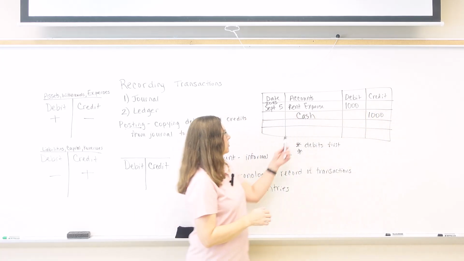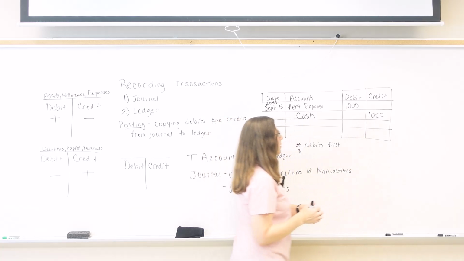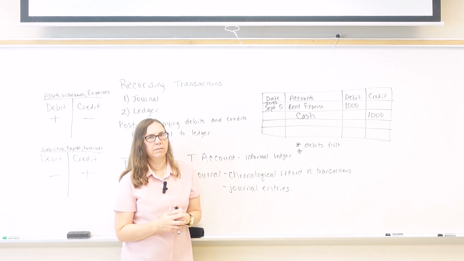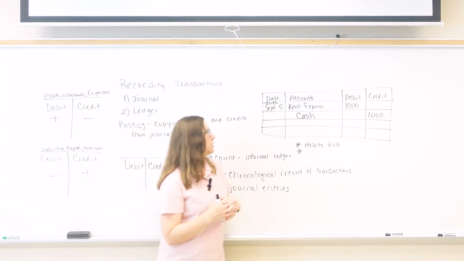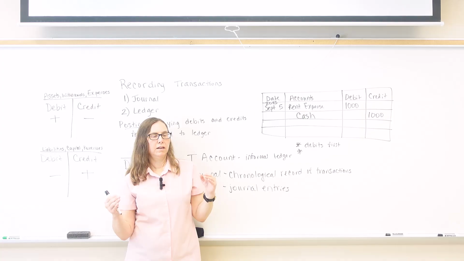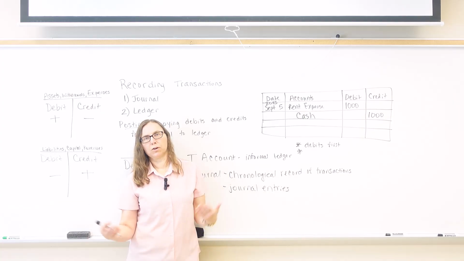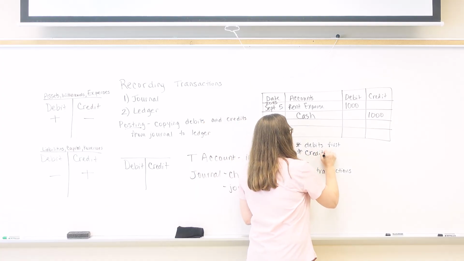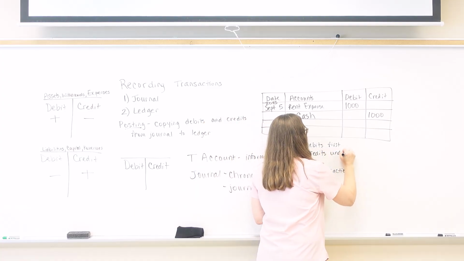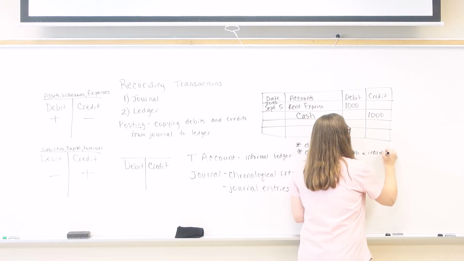You're going to put cash in the account column, and then you're going to put the $1,000 over in the credit column. And notice that I put cash indented a little bit. That's just so visually it sets apart the debits versus the credits when you're looking at a bunch of words on a piece of paper. So credits are underneath the debit and indented a little bit.